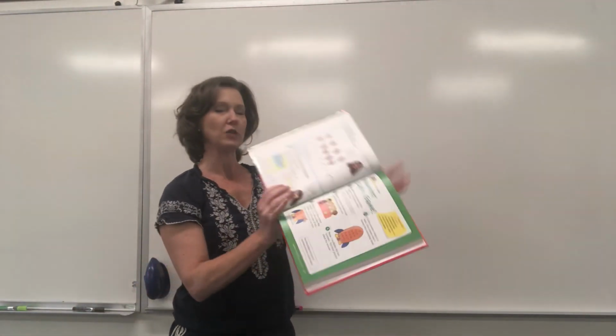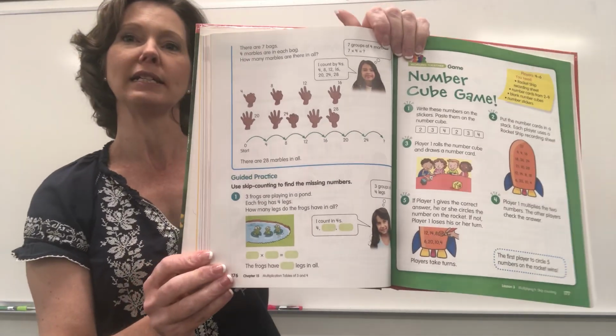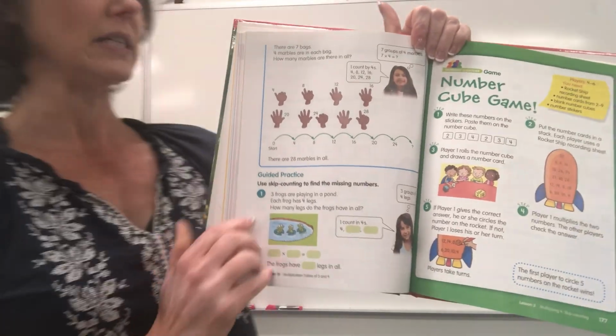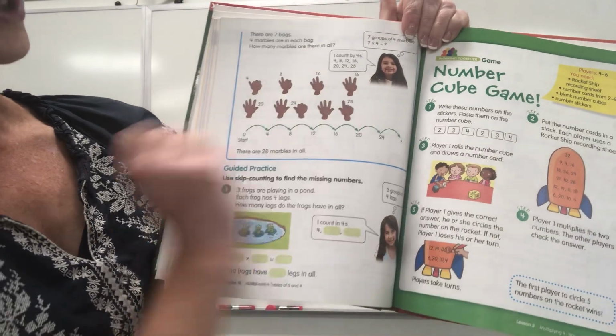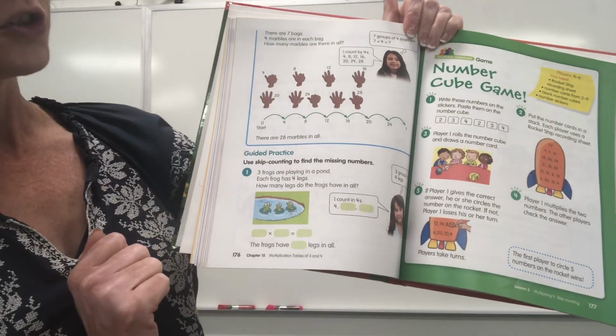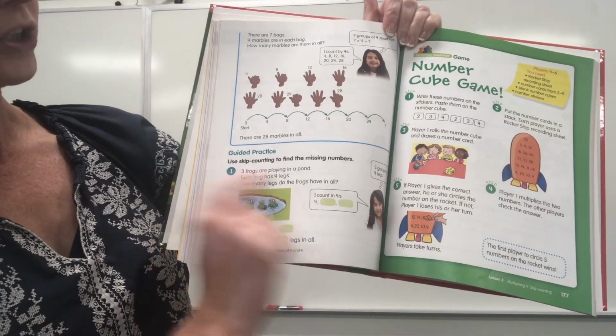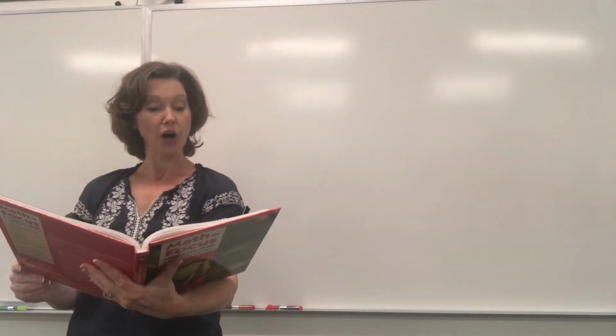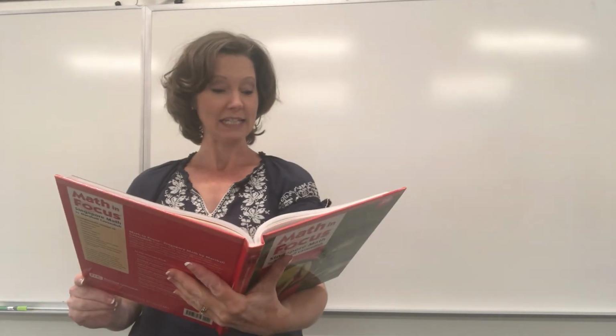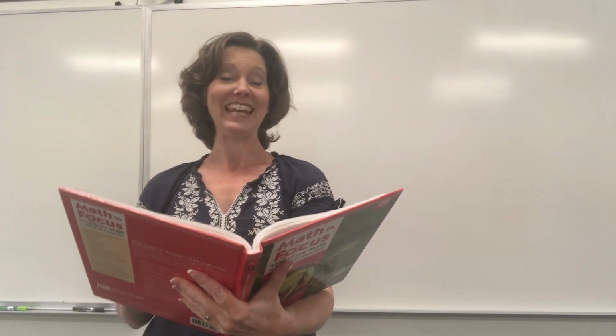So if you turn the page to page 176, you'll see some little skip counting, which is exactly what we did with our song right here using your fingers. This is not new to you. You're just doing it with a different song. But I do want you to look at number 1. Read it with me. 3 frogs are playing in a pond. Each frog has 4 legs. How many legs do the frogs have in all?